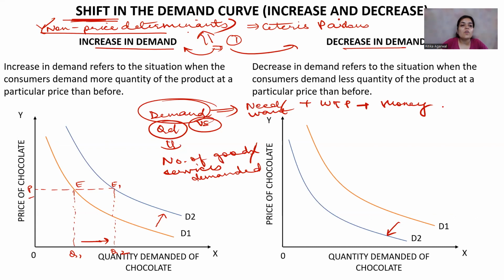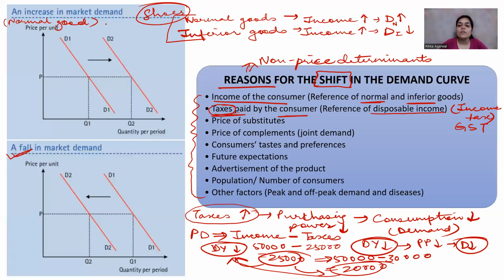Why does the price remain constant? Because a shift in the demand curve is catering to only the non-price determinants and does not take into account the price factor. Now, considering the decrease in the demand curve, likewise, we can say that there will be a decrease in the quantity demanded due to the changes in the different factors that we were talking about earlier. So this is the difference between demand and quantity demanded. Okay, let's come back to the reasons. So considering taxes, when the taxes increase, the demand will fall. When the taxes decrease, the demand will rise.